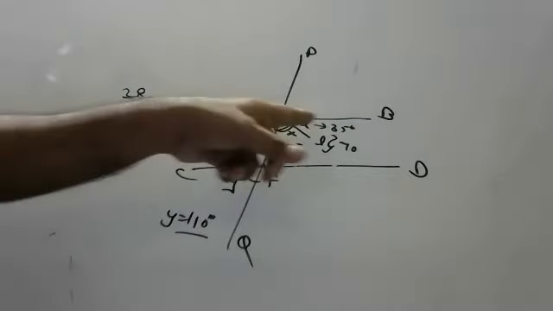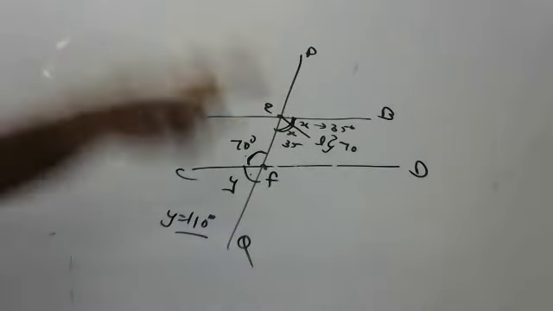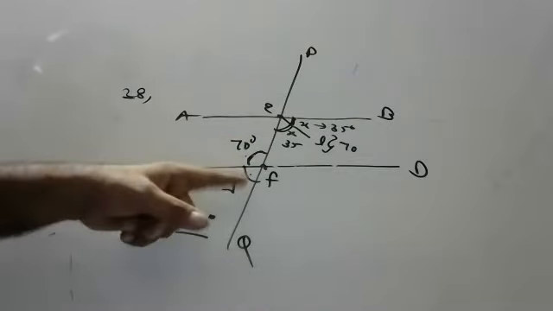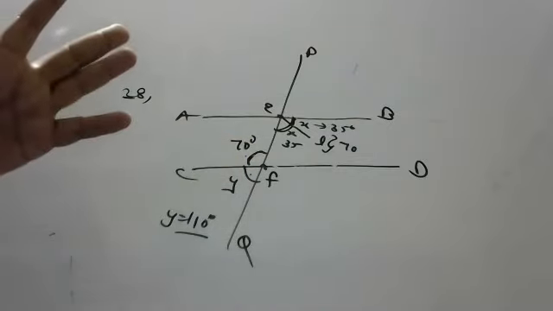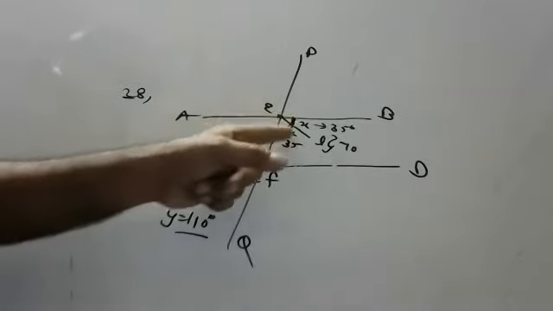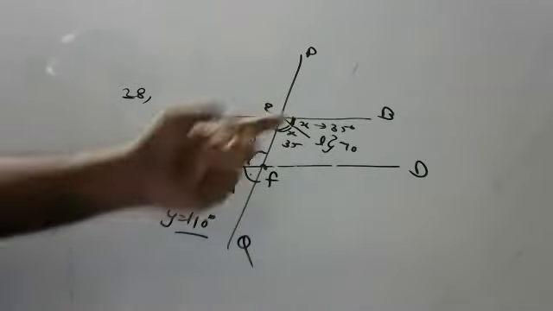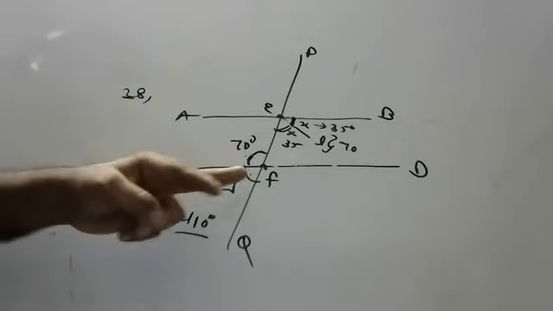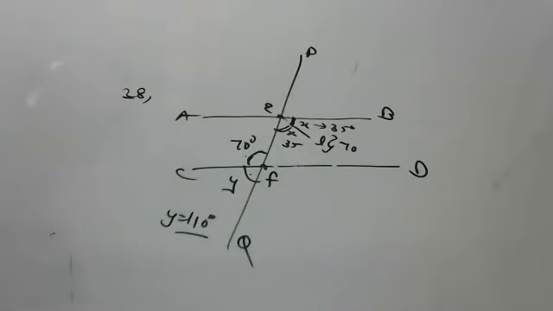Fantastic, children. If this is 35, this is 35 because it's a bisector. If this is 70, this is 70 because of alternate interior angles. If this is 70, this is 110 because it is a linear pair. Last time I'm saying: if this is 35, this is 35 because this is a bisector. If this total is 70, this is also 70, alternate interior angles. If this is 70, this is 110 because it is a linear pair. Very, very easy to understand.